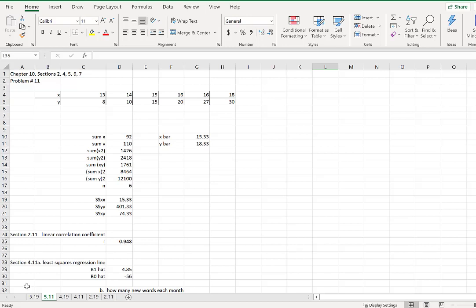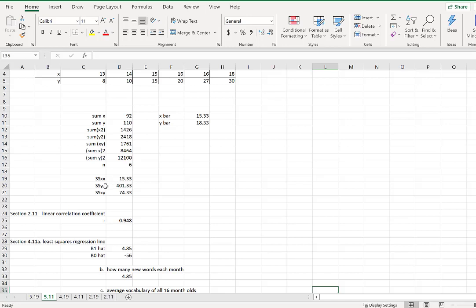Looking back, chapter 10, this is going to be for sections 2, 4, 5, 6, and 7. Problem 11. Here we had our data from problem 11, and all the things we calculated from that as we were going through: the sum of the x's, the sum of the y's, the x bar or the mean, the expected value of x, expected value of y. Then we have the values we had talked about previously: the sum of the x squareds, the sum of the y squareds, the sum of the x times y's. And we had the number in our sample. Then we have the sum of the squares of the x's, the sum of the squares of the y's, and the sum of the squares of the xy's.